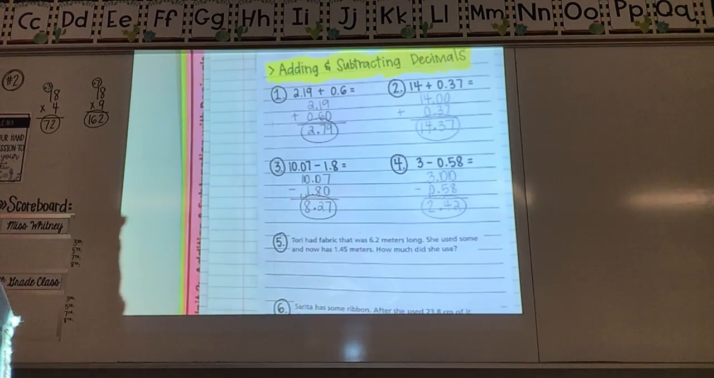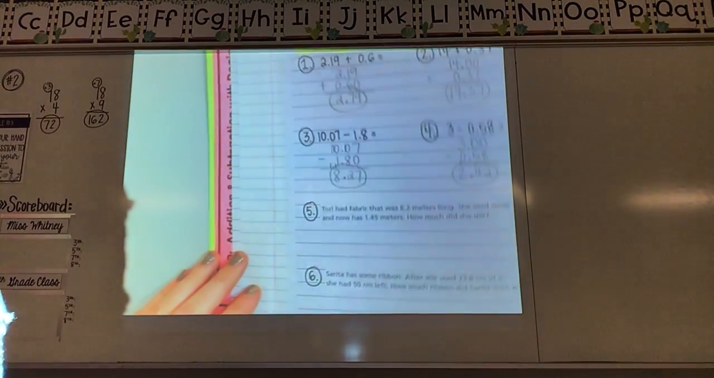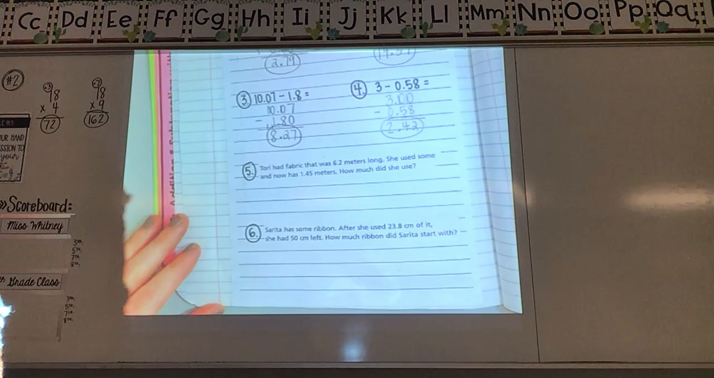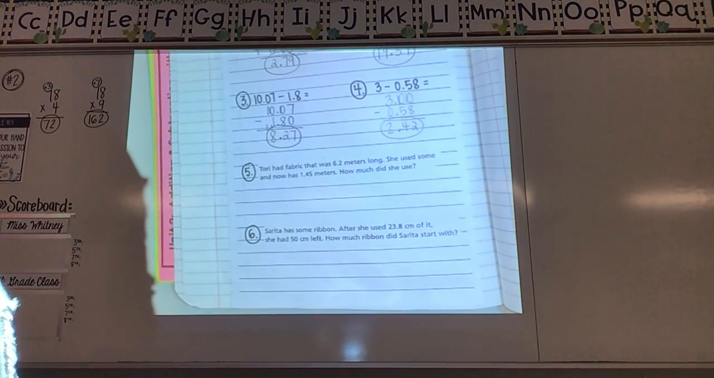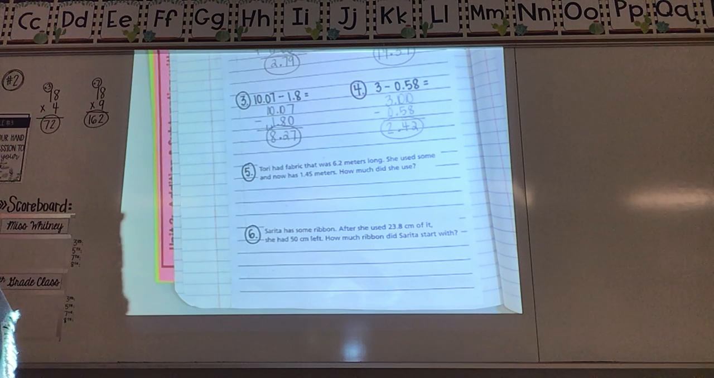Alrighty, number 5 and 6 are some word problems. We have to decide, should we add or subtract to get the answer to these? Number 5, Tori had fabric that was 6.2 meters long. She used some and now has 1.45 meters. How much did she use? What would I do with those to see how much she used? Tori had fabric that was 6.2 meters long. She used some and now has 1.45 meters. How much did she use?